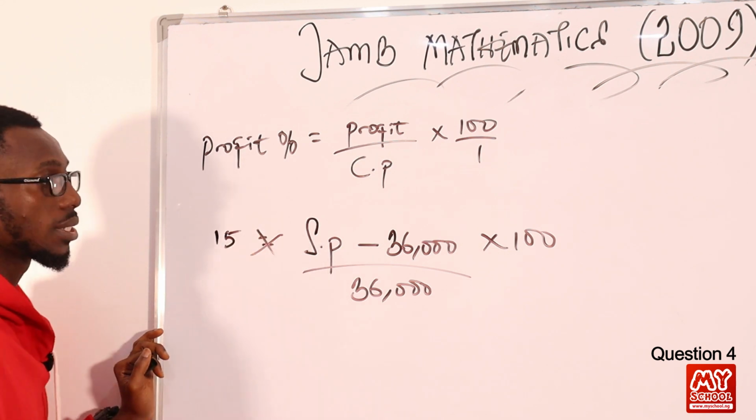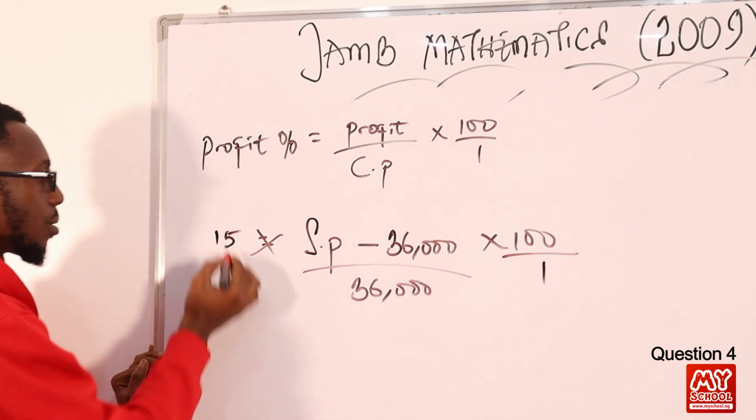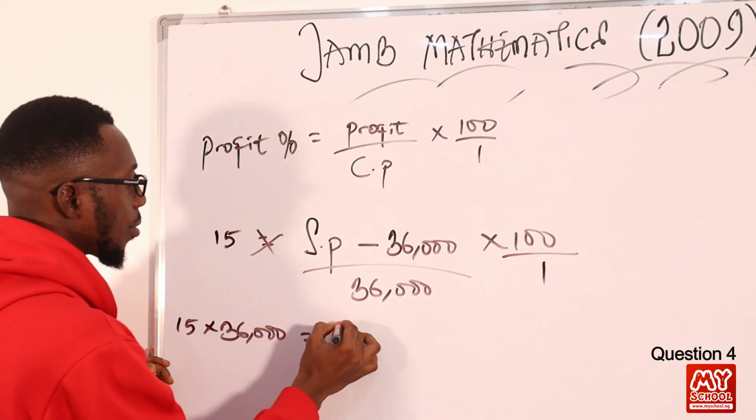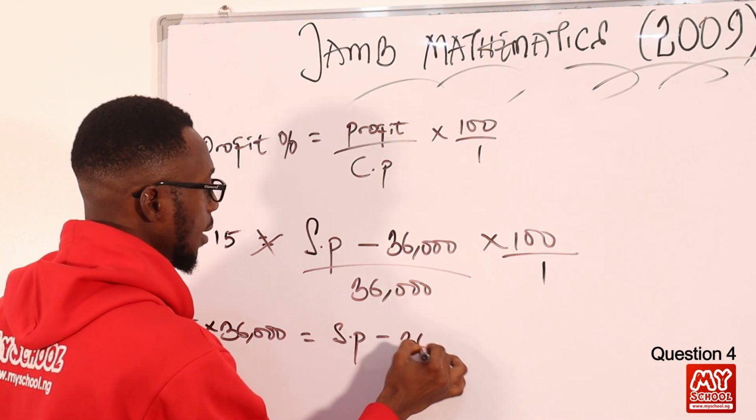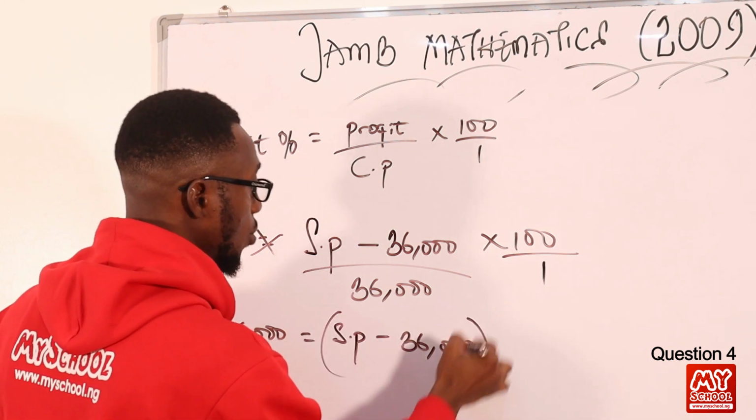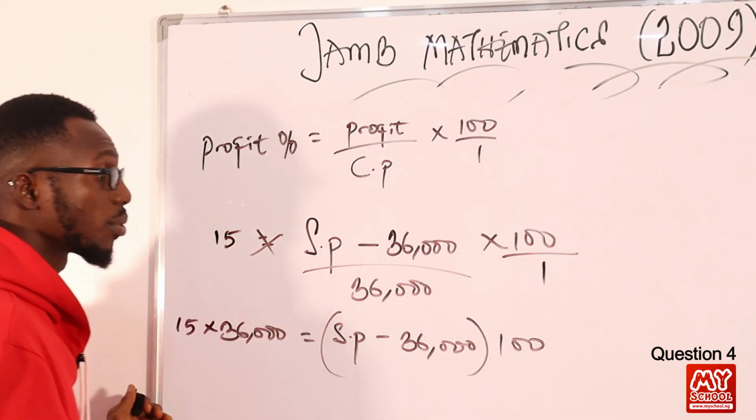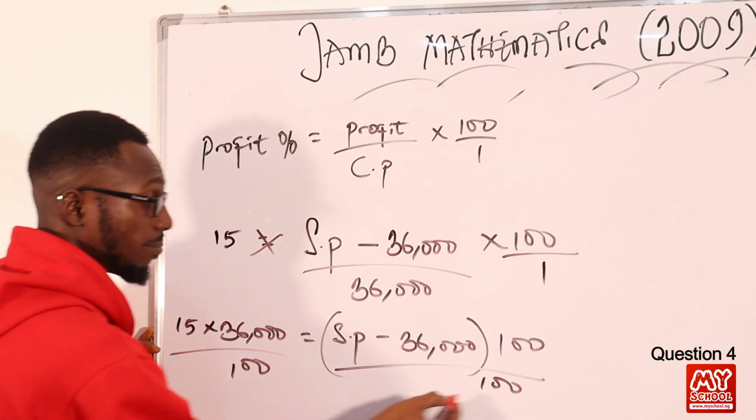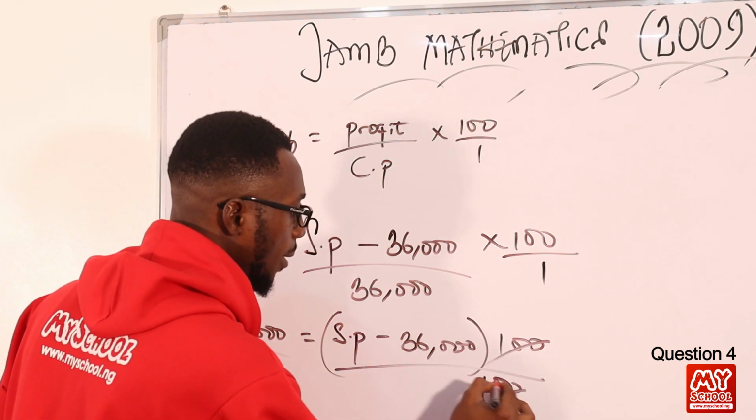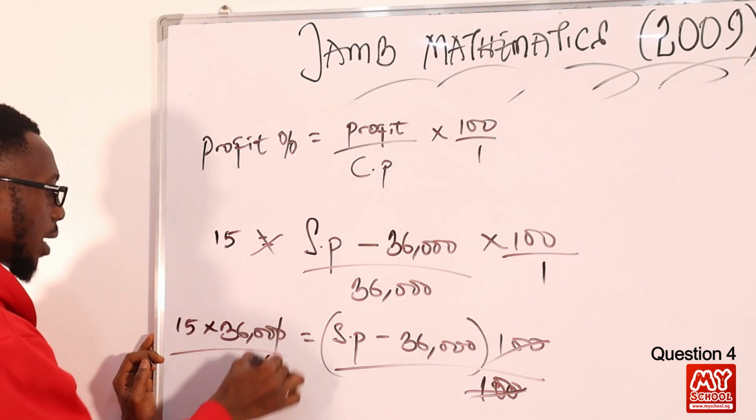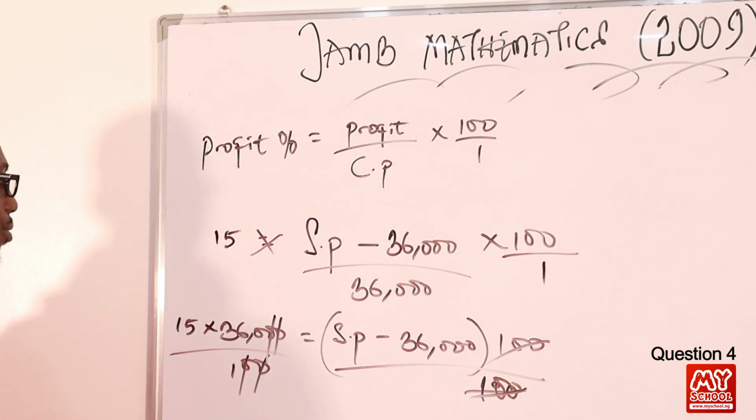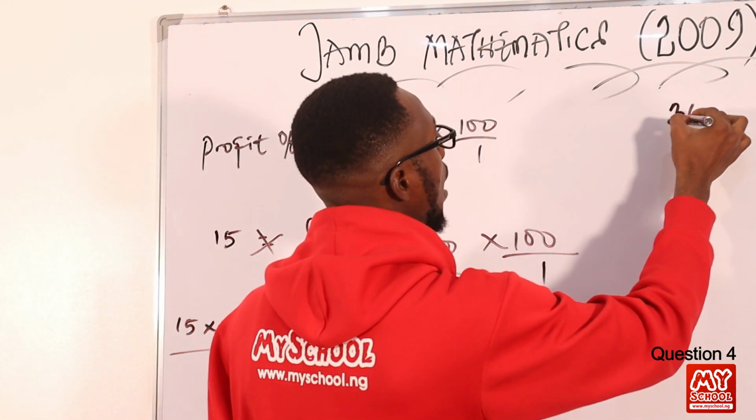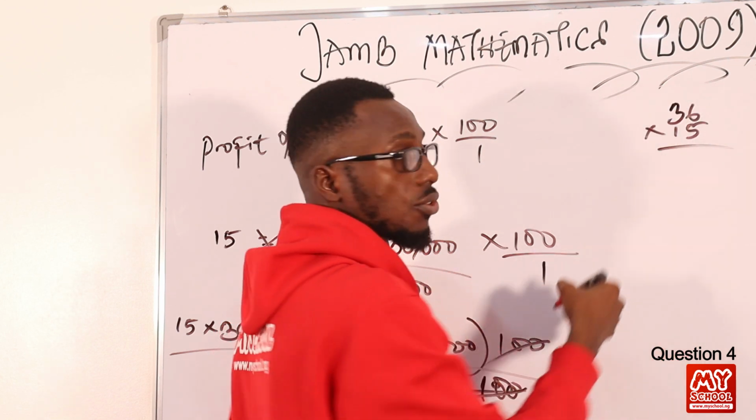Okay, so basically I can cross multiply. So I have 15 times 36,000 equals this, minus 36,000, times 100. I can divide both sides by 100 to make it easier or faster. So this is struck out: 0 strikes out 0, 0 strikes out 0. So I have 15 times 360. So let me check that out. 36 times 15. I know it's 150. I'm just trying to shortcut.